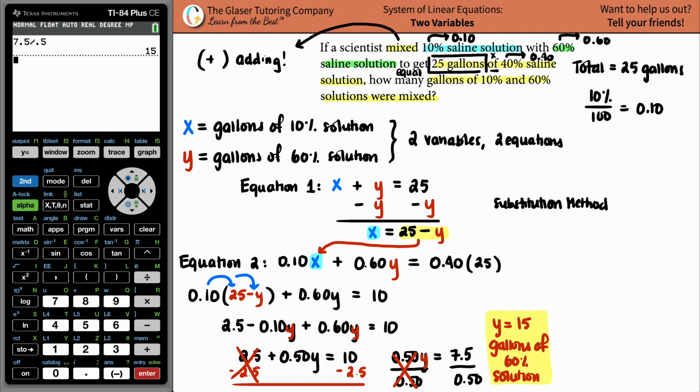Since we already said that x equals 25 minus y, I'm just going to go straight for that. X equals 25 minus the y value, which was 15. So 25 minus 15 is 10. So this equals 10 gallons of the 10% solution. And those are both of them. The question was asking for how many gallons of the 10 and the 60%. We had 15 gallons of 60 and we had 10 gallons of 10. Okay, there you go.